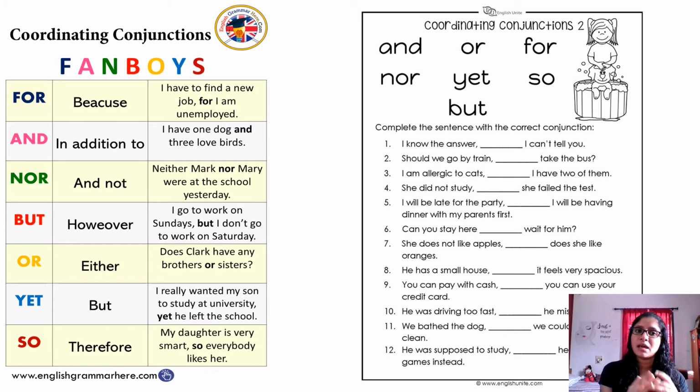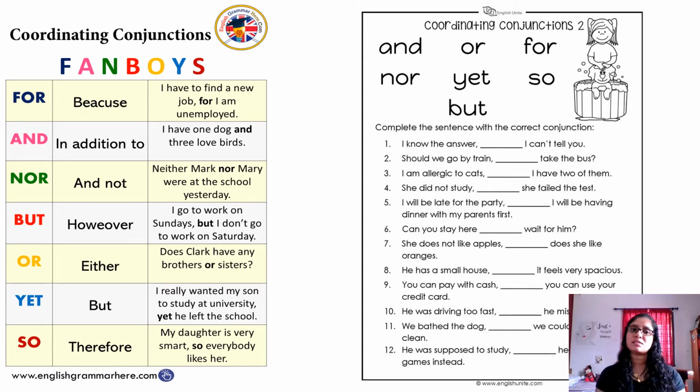So here they have got pets, right? But even though the pets are different, they have pets. So I have one dog and 3 lovebirds. Nor, it's when you have to say no to something, or "not", you use the word nor. Neither Mark nor Mary were at the school yesterday. So it's telling that Mark and Mary both didn't go to the school yesterday.